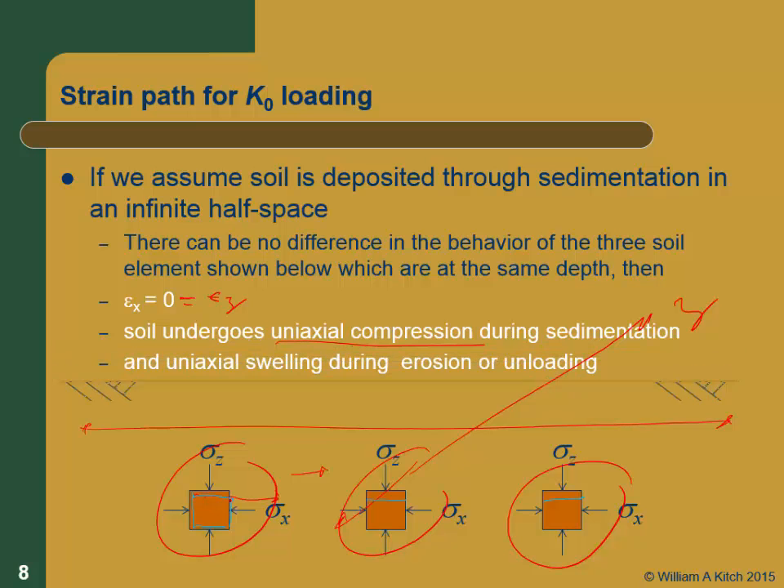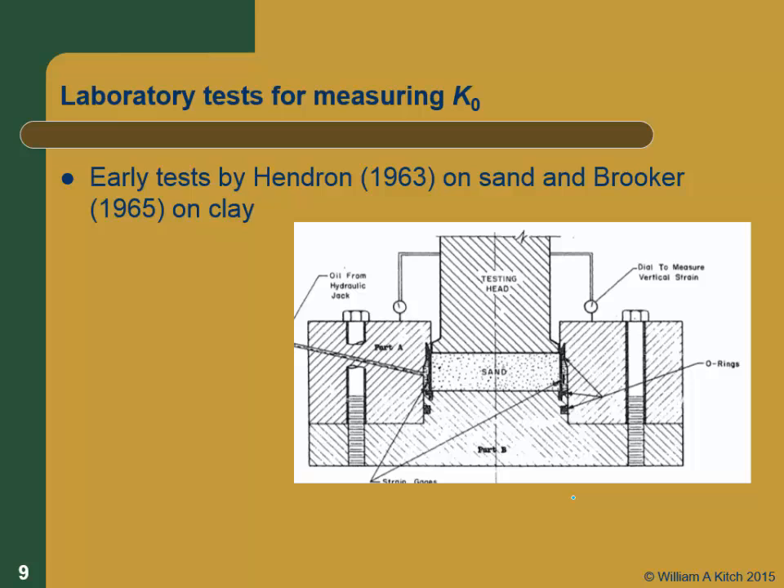And likewise, if I unload, then there's got to be uniaxial swelling. They've got to go up in this direction, but the only strain can be in the z direction. There can't be any strain in the x or y direction. Otherwise, it wouldn't be an infinite half space. So those are the boundary conditions for K-naught loading. And you'll see a lot of papers talking about doing K-naught consolidation or K-naught load testing. So that's what they're talking about: testing where there's no lateral strain.